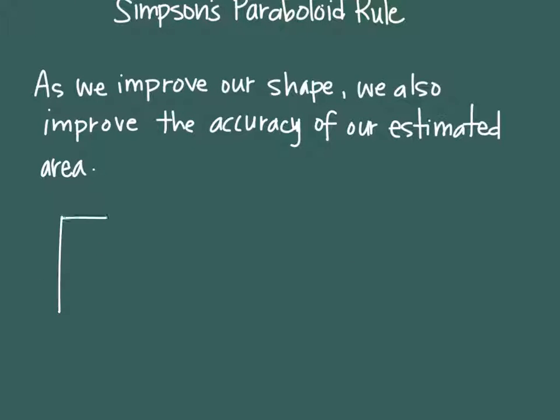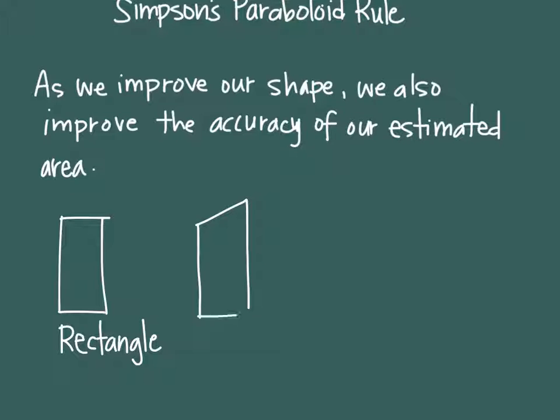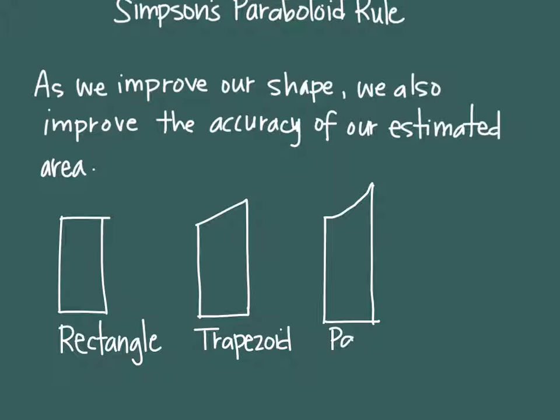So just to officially get it in your notes, we're going to go from a rectangle, which grossly either under or overestimates. We're going to improve it to a trapezoid. And then we're going to improve upon that with a paraboloid.